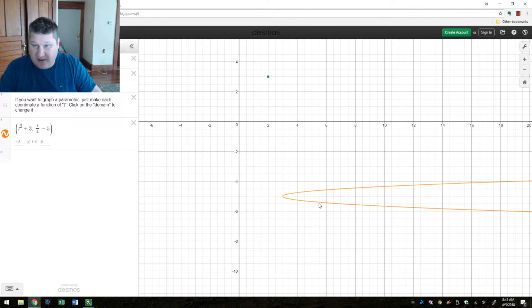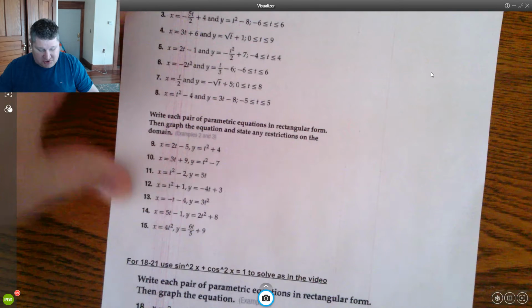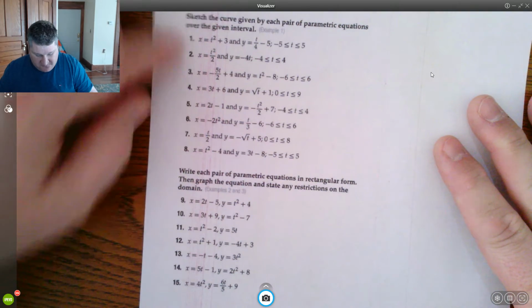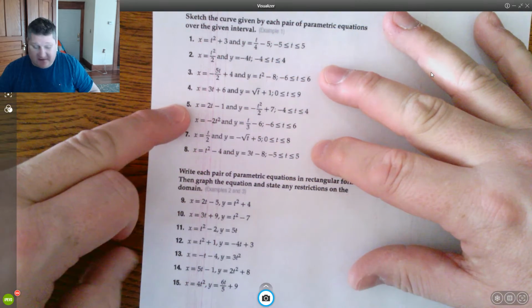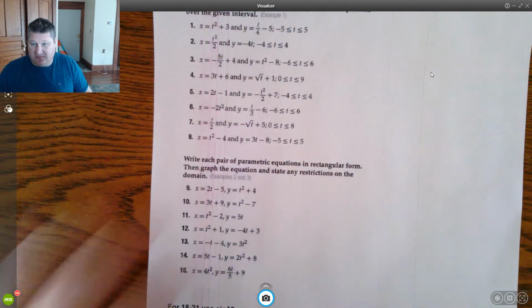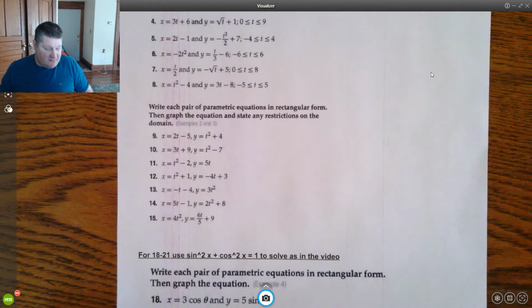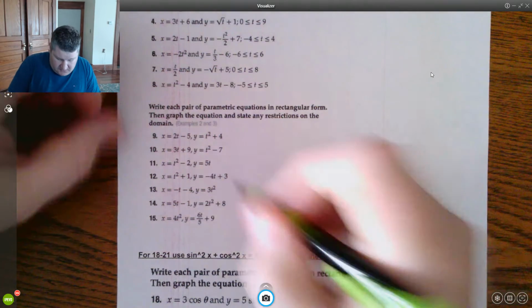So that's all you have to do when you are looking at numbers, well, I guess 4 and 8 in this case. But now that's how you do 1 through 8, is either use the calculator or you use Desmos. Now, let's go down here and let's take a look at the next problem. So let's go ahead and do number 12.